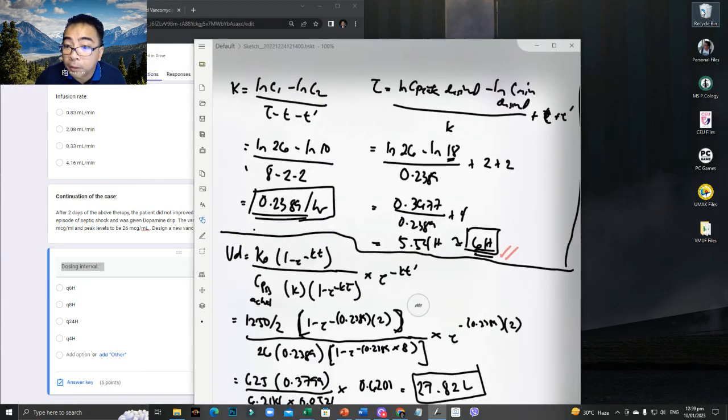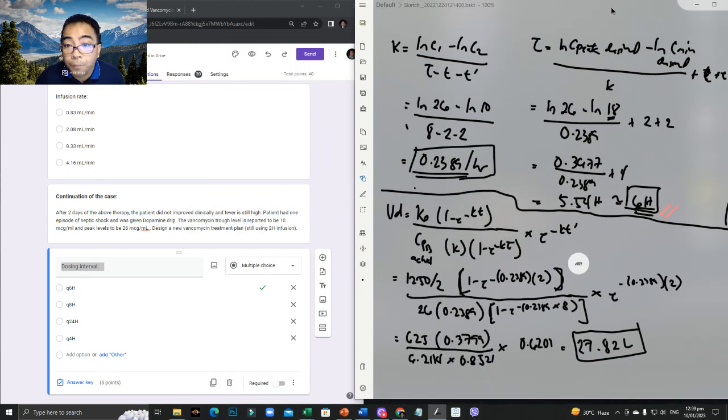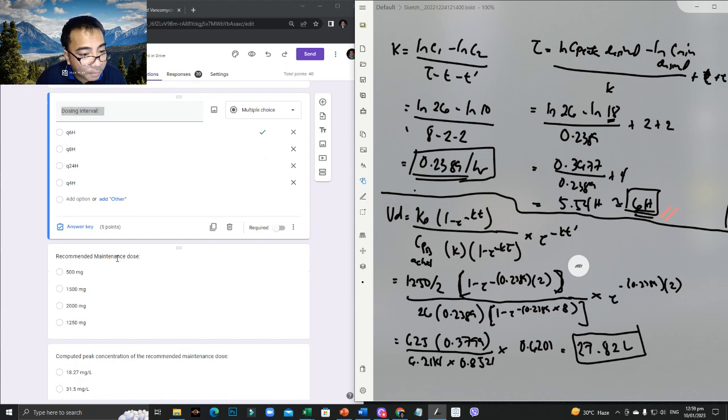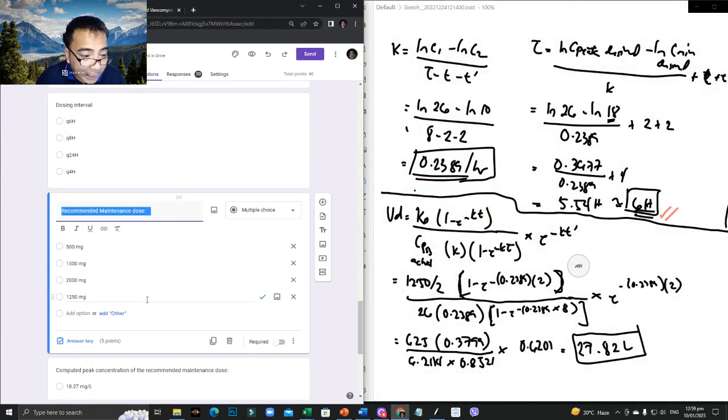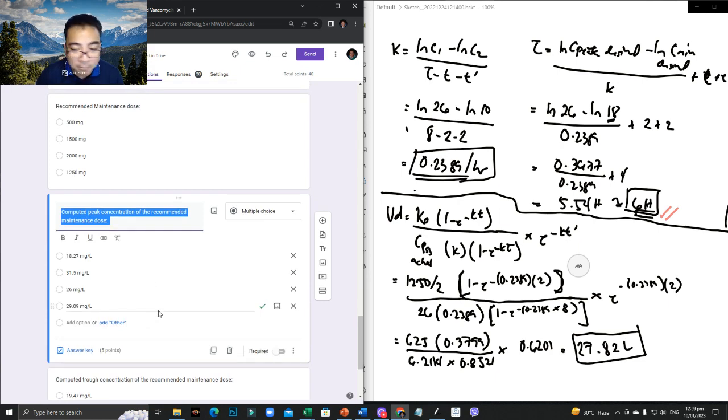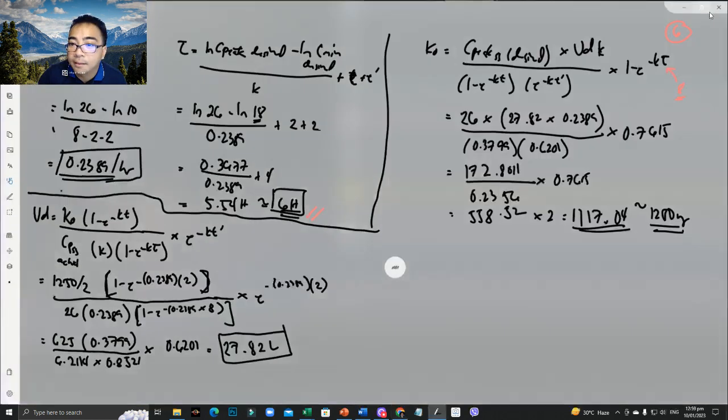So therefore, okay. So dosing interval every 6 hours. Recommended maintenance dose will stick to 1250. Okay. Ang peak na lalabas would be 29.09. So how did I get that?